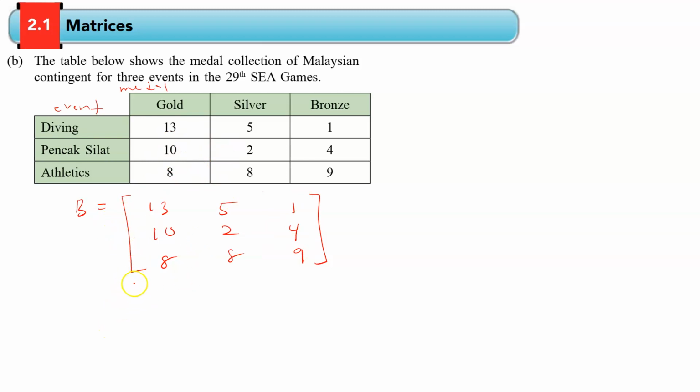Kalau awak nak tukar jadi terbalik pun boleh. Contohnya matrix B, awak nak tukar position. Medal nak di sini. So medal awak nak susun sebagai rows. Awak nak terbalikkan, awak akan susun sebagai 13, 10, 8, 5, 2, 8, 1, 4, 9 pun boleh. Yang penting kita tahu yang ni first column represent event diving, pencak silat, atletik. So, untuk first row, represent gold, silver, bronze. Tak kisah, mana-mana pun betul.